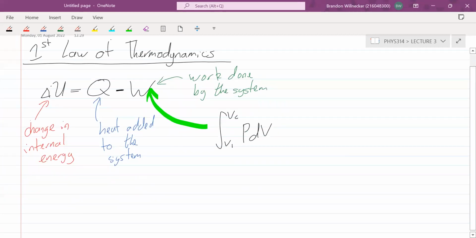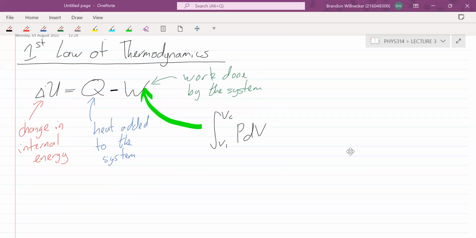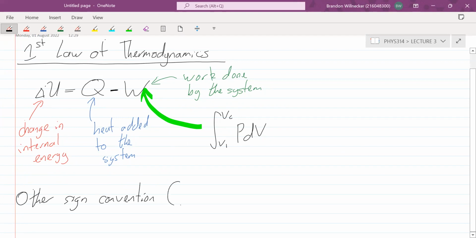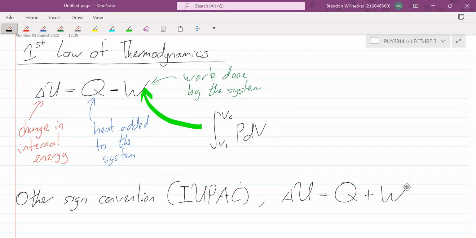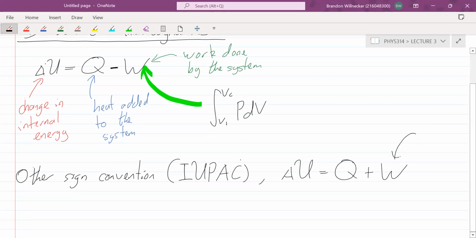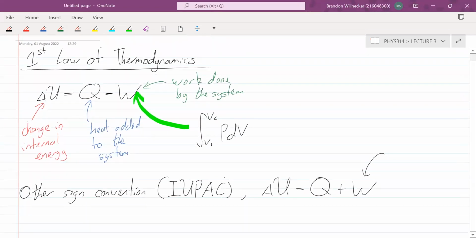There's also a sign convention where instead of the minus, we use a plus. So the other sign convention, this is the IUPAC sign convention. So you've heard this name before, the IUPAC naming. The other sign convention is delta U is equal to Q plus W. Okay, like that. And then here, it would be the work done by the gas. That would be minus integral V1 to V2 P dV.